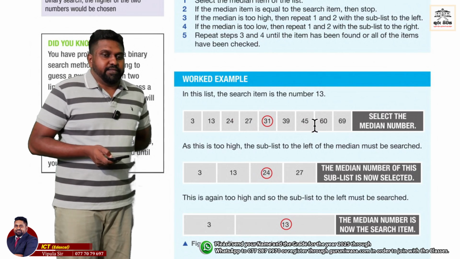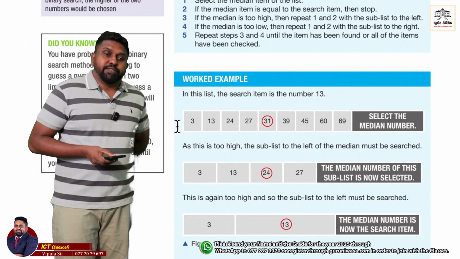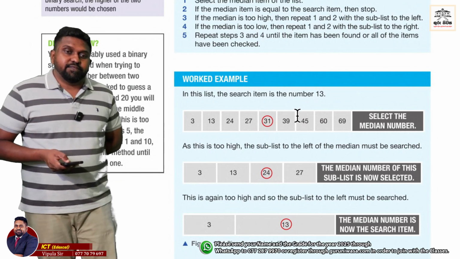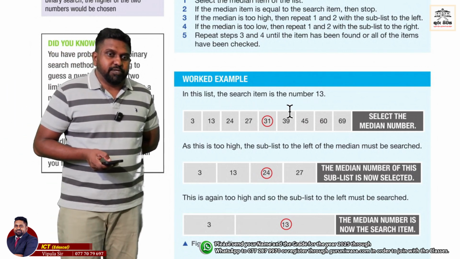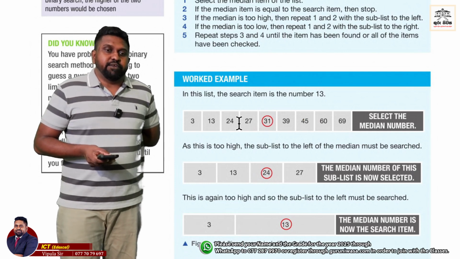Don't get this mixed up. Here the median is taken from the length of the number list, not from the actual numbers. So what we do is we get the median number out of this.